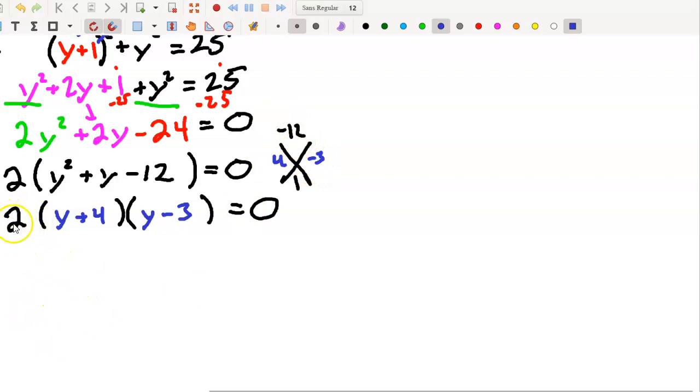Now, since this 2 doesn't have any variable, we kind of ignore it at this point. We could say 2y plus 4 equals 0, but in the end it doesn't change the answer, so we just ignore a numerical GCF here and focus on the variables only. So we got negative 4 and positive 3.